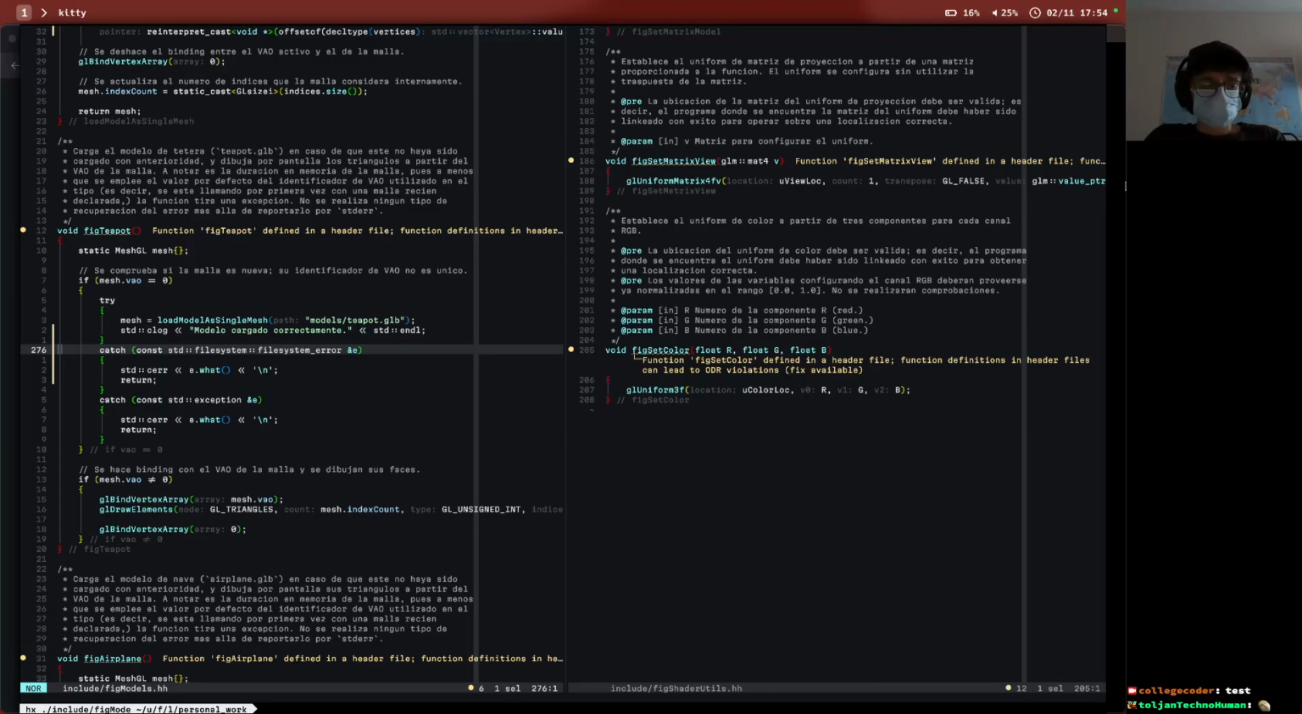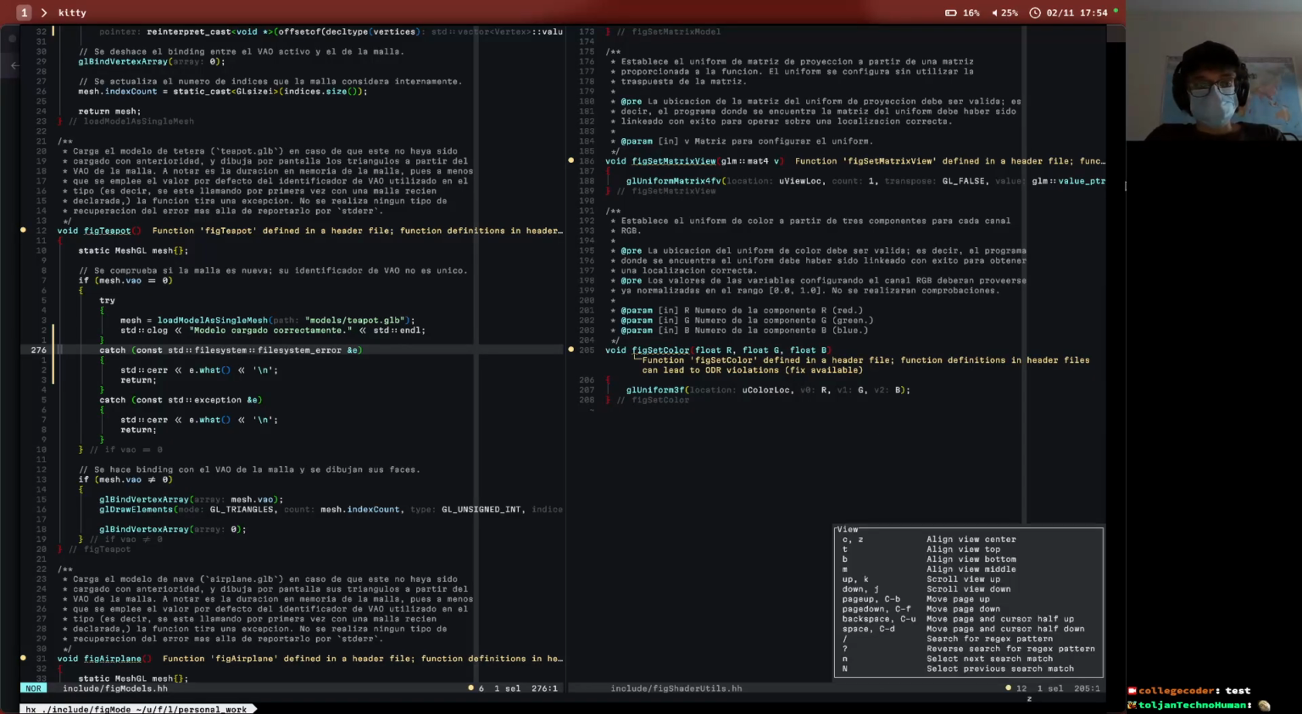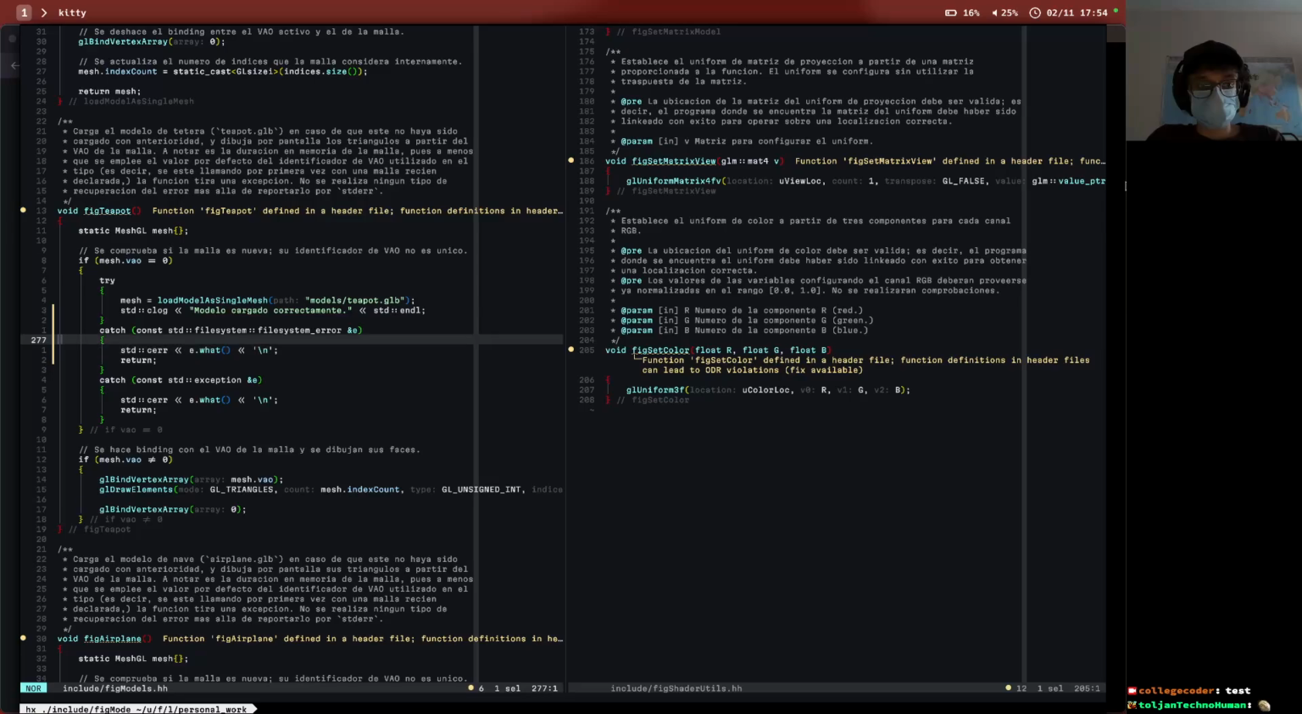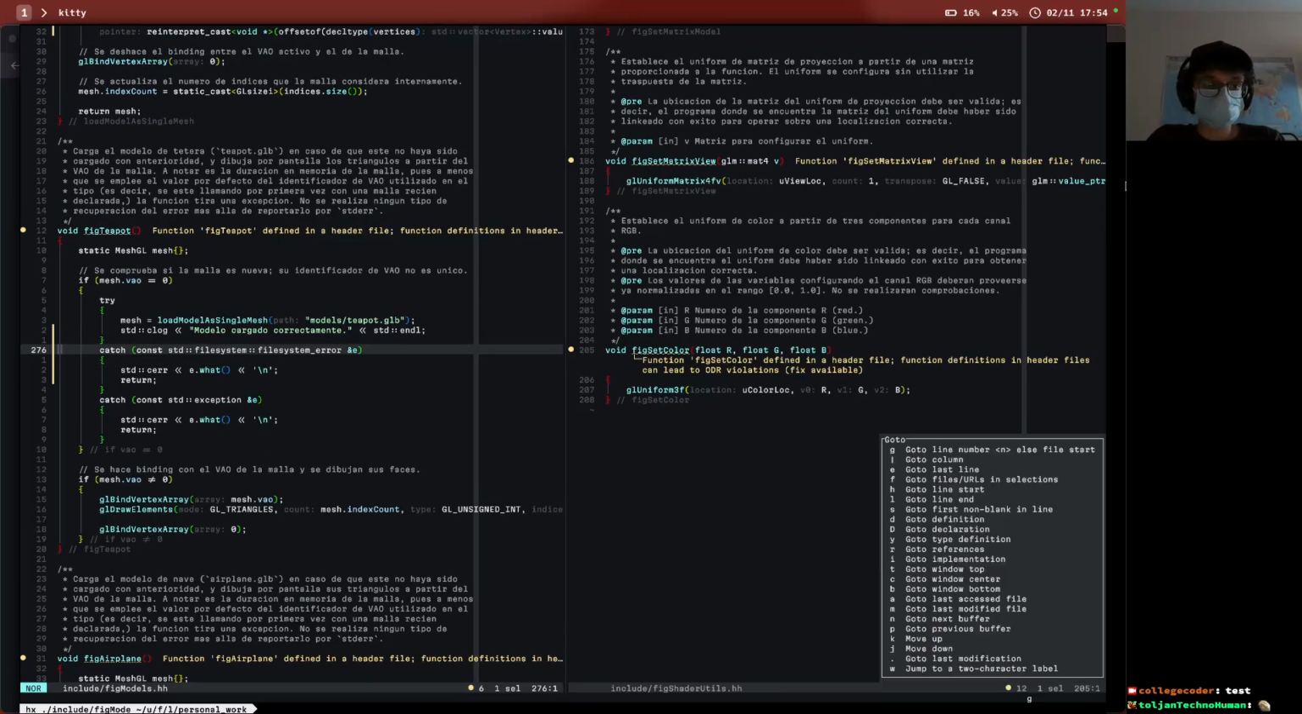Secondly, this doesn't change the interface. You still call this function, fig teapot, to draw the teapot. And only now it better handles the possibility that you don't have the model stored on this specific path. And yeah, that's it. So we catch that exception. We use cerr, we return.